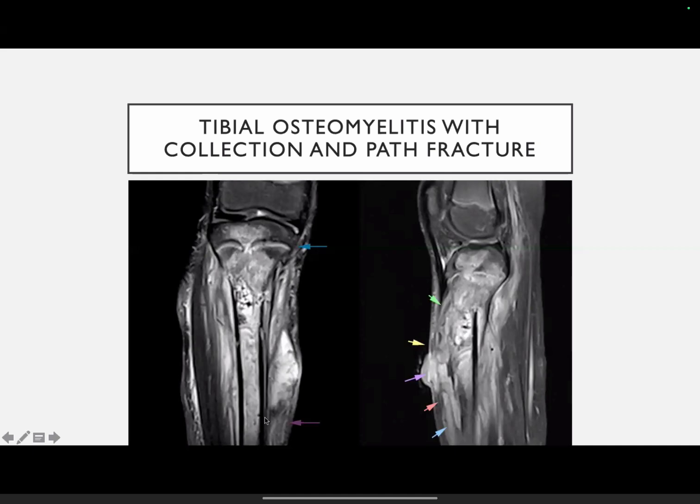Next is the case of a diffuse pattern of bone marrow edema. There is an associated pathological fracture, and there were subcutaneous and intramuscular fluid collections extending along the anterior aspect of the leg. So this was tibial osteomyelitis with fluid collection, abscess, and pathological fracture. This was extending across the growth plate in the epiphysis, but no evidence of intra-articular extension.